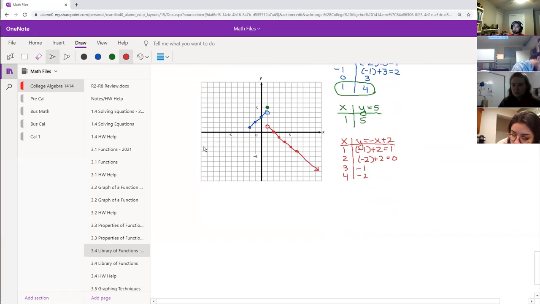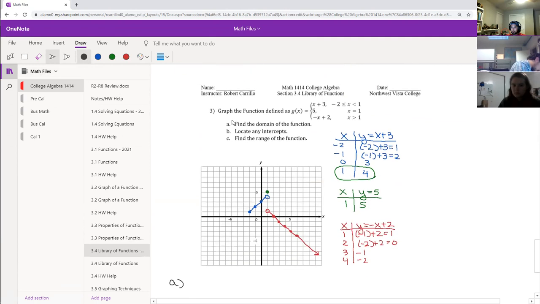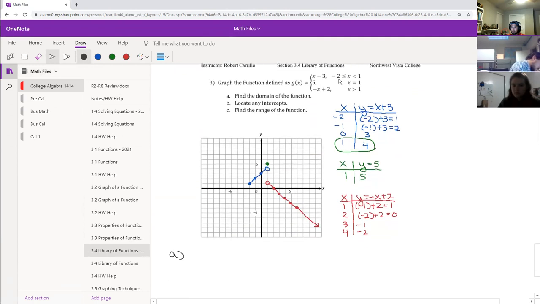Okay. Scroll down a little bit. So we want to find our domain. So for A, our domain is stuck between what values? It seems like what? Our smallest value is a negative 2. And we can take any value from negative 2 up to 1. And then we can take 1 with the second rule. And the third value says that we can take any x bigger than 1. So our domain will be negative 2 to infinity.